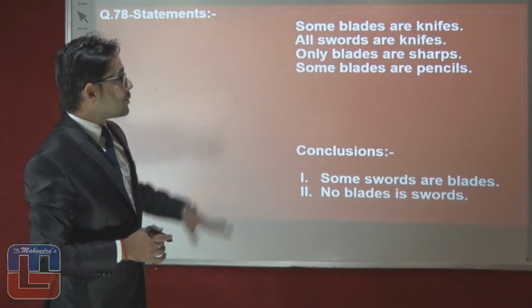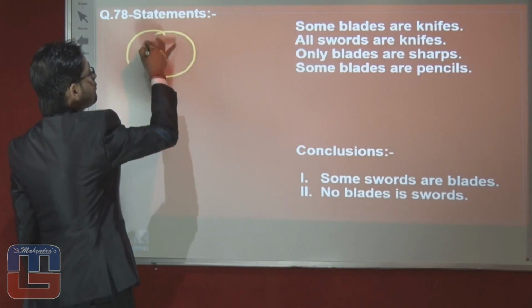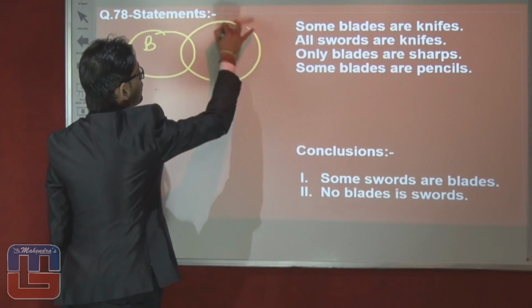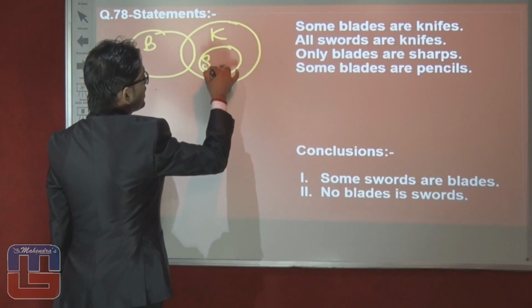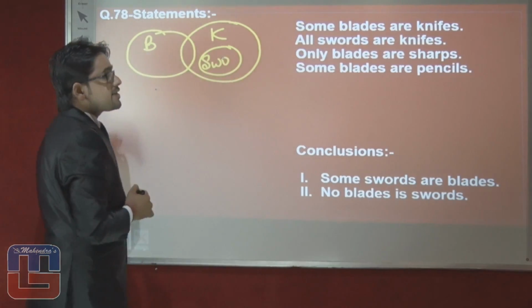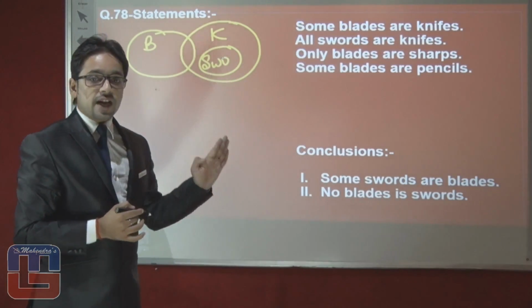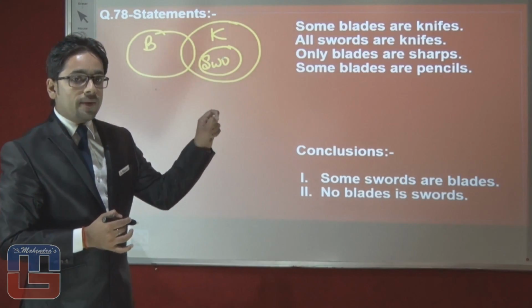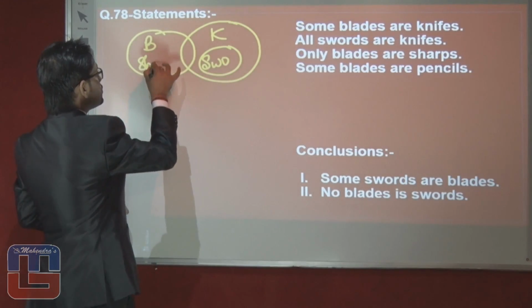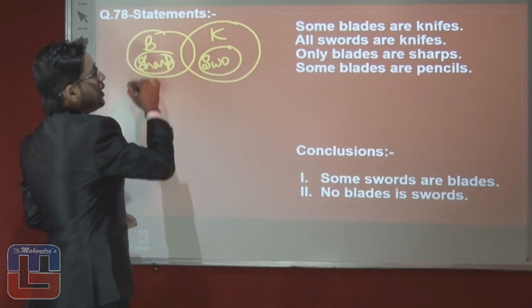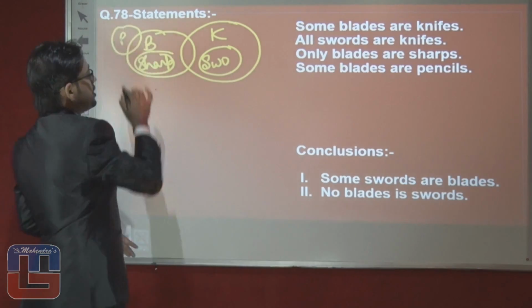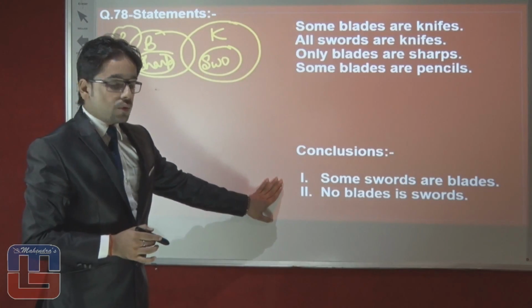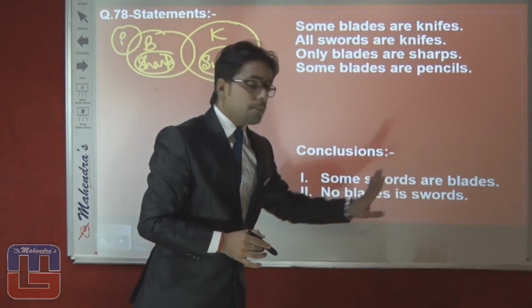In this question, first statement is saying some blades are knife. All swords are knife. And third statement saying only blades are sharp, which means all sharps are blades. Last statement is saying some blade are pencil. First conclusion we want to know some swords are blade.